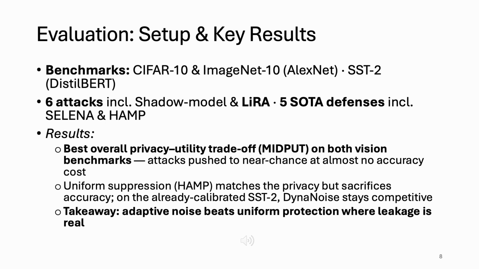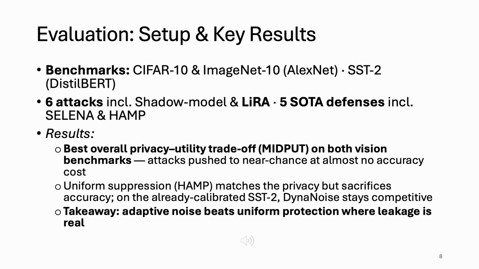So DynaNoise, through our experiments, achieves the best overall privacy-utility trade-off on both vision benchmarks. Attacks drop to essentially coin flip accuracy. For example, the shadow attack falls from 64% to 50%, while the model loses less than a single point of accuracy.